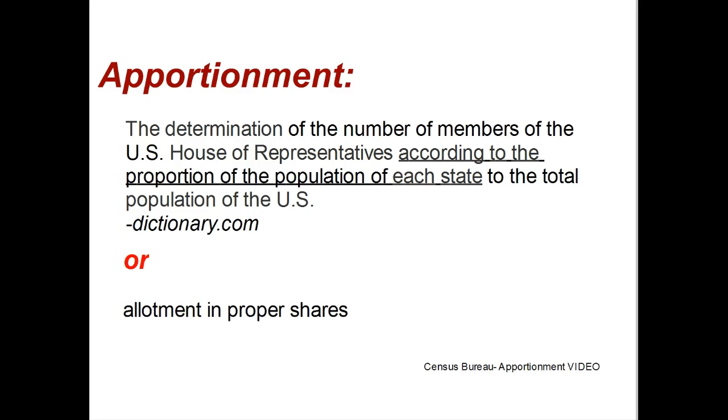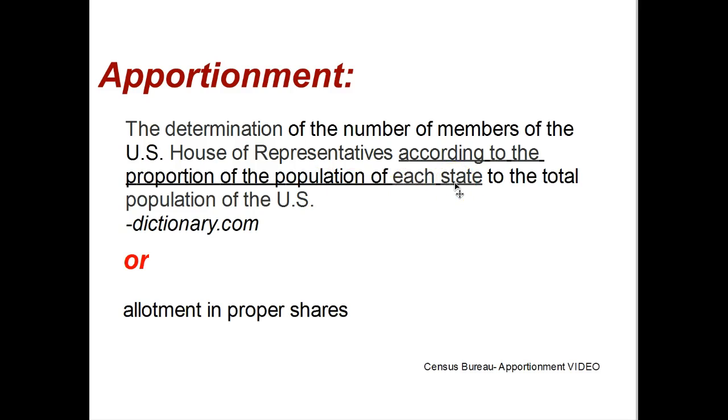this is taken from dictionary.com, and it says apportionment is the determination of the number of members of the House of Representatives according to the proportion of the population of each state to the total population of the United States, or an allotment in proper shares. Well, just think of this portion. What's a portion? It's like a piece of something. So essentially, what apportionment is, is how do we take those 435 seats and divide them up? And so it's going to be based upon the population of each state.